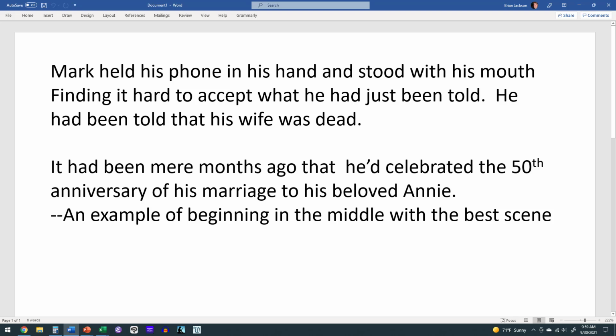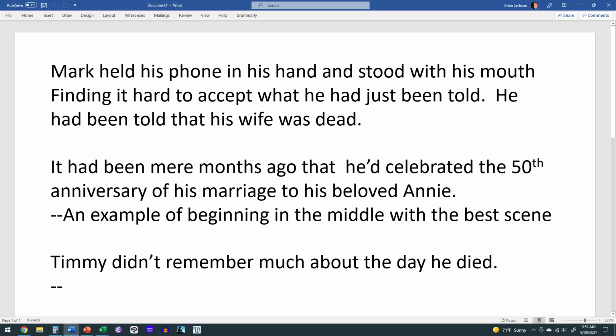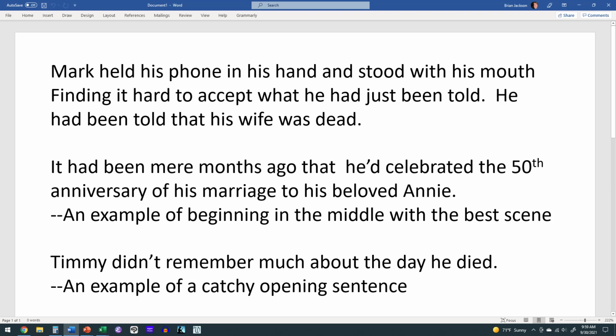This is just like that critique that I told you earlier about a story a fellow student had written. You want to begin with the grabber. Begin with the phone call, and then you can go back and you can write about what happened in the past. "Timmy didn't remember much about the day he died." How do you remember about the day you died? That's a catchy topic for a horror story.